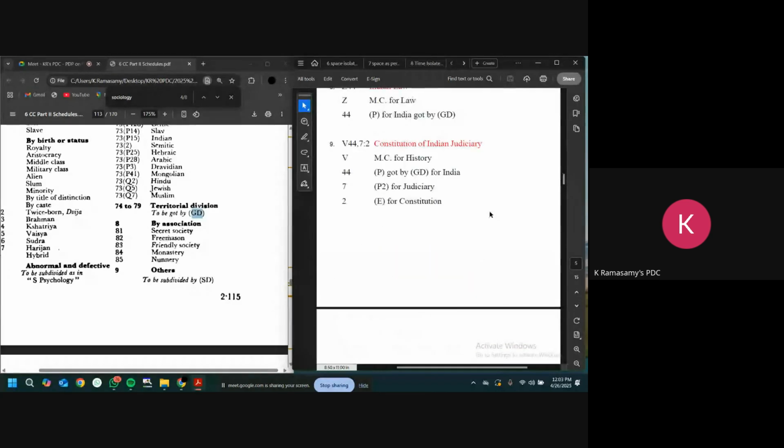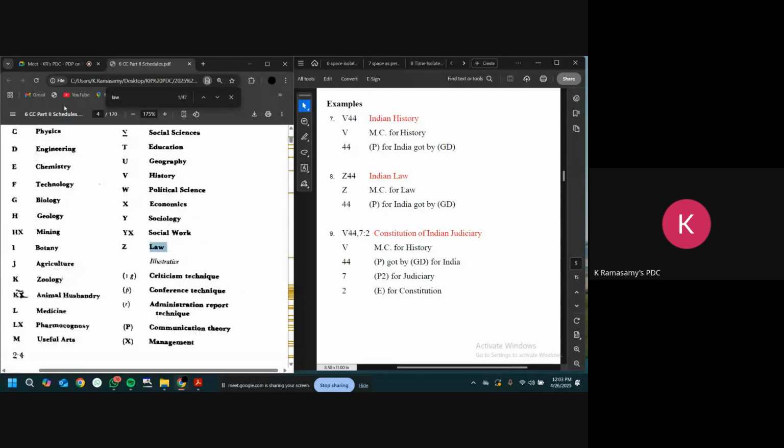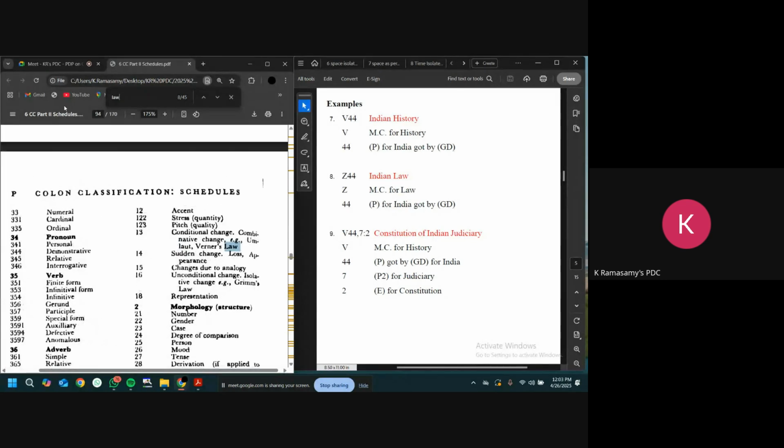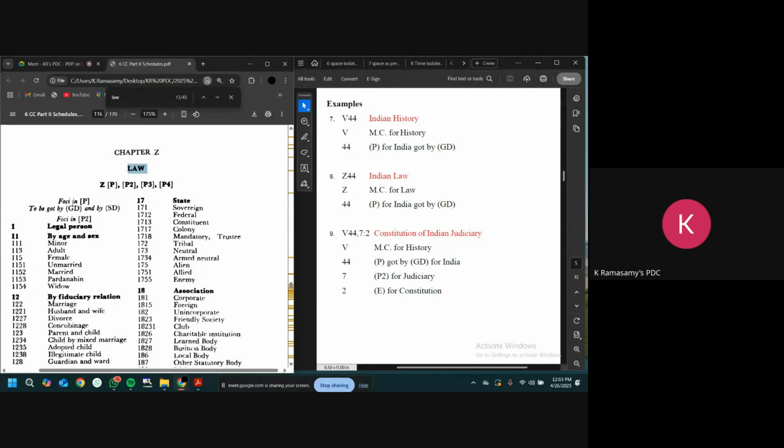I told you another example. What is the example? This personality, history and political science, law. Let me go to law. You can see here law. I go to the main class law. If you go to main class law, they say foreseen personality to be got by geographical device. See, if you want the law of a particular country, Z is law. The number for India is 44. So Z44 becomes Indian law. Here, India's space is used as personality.